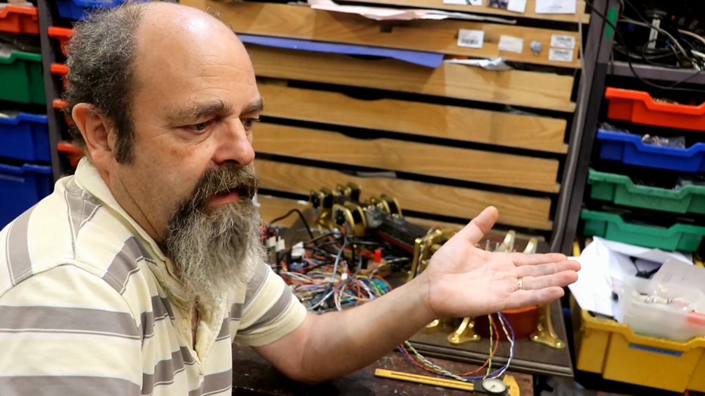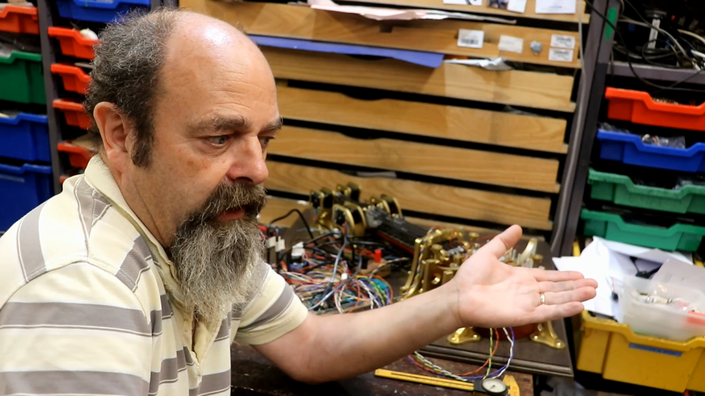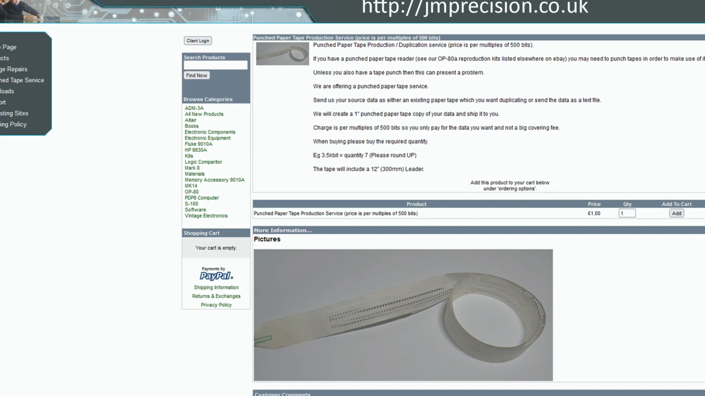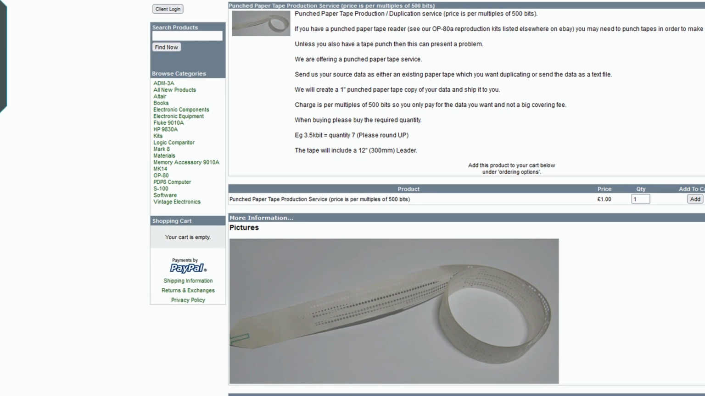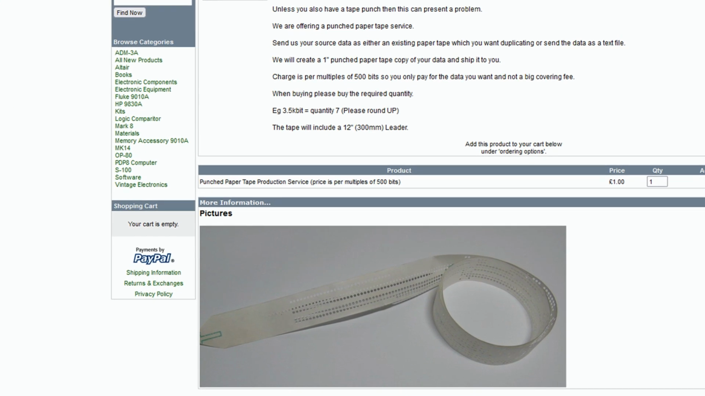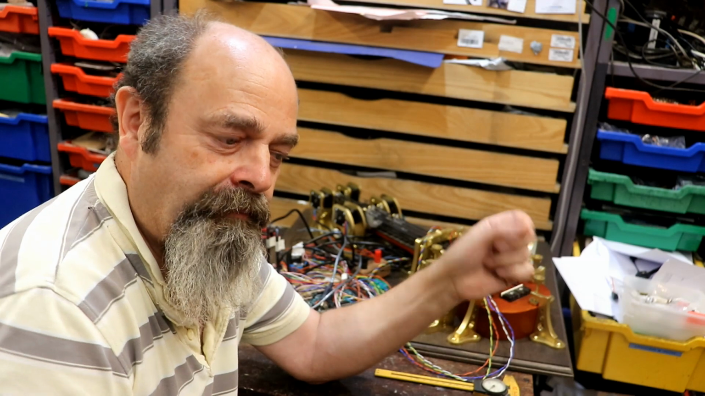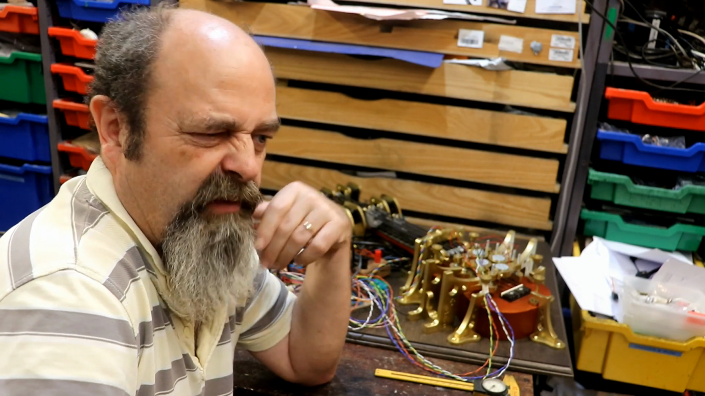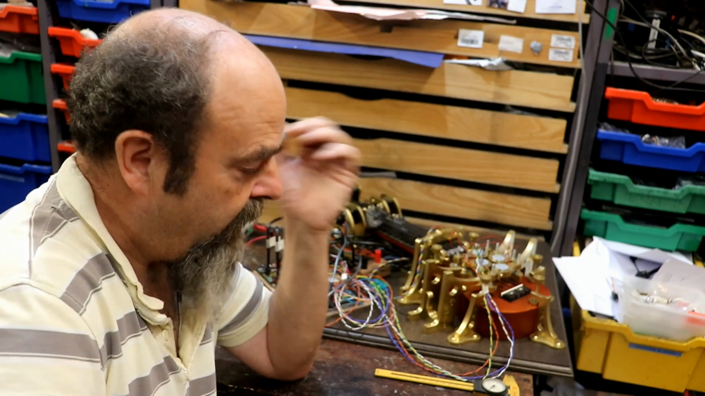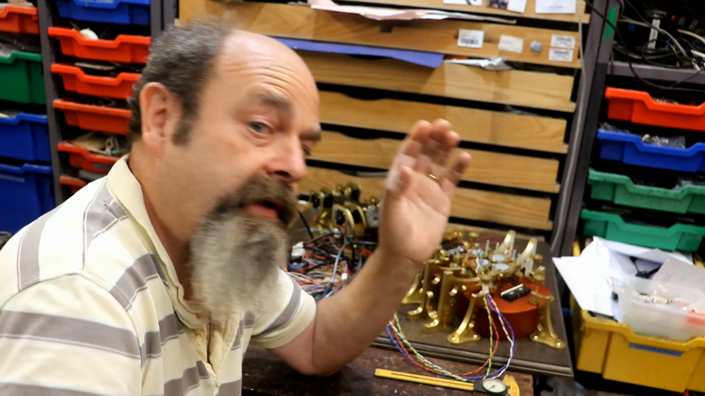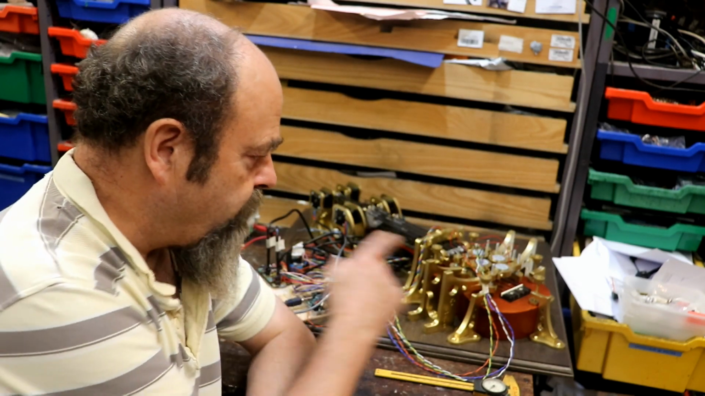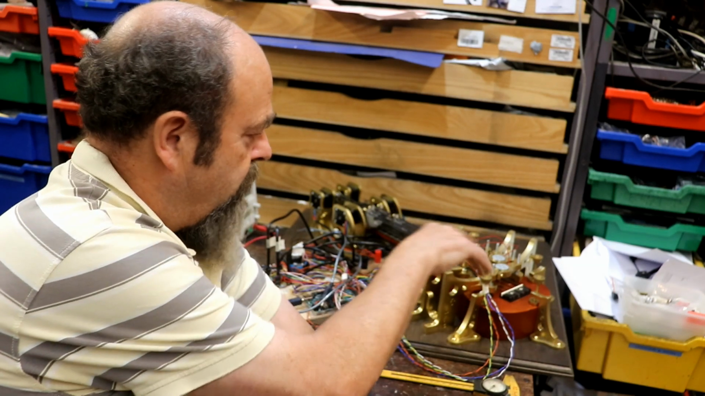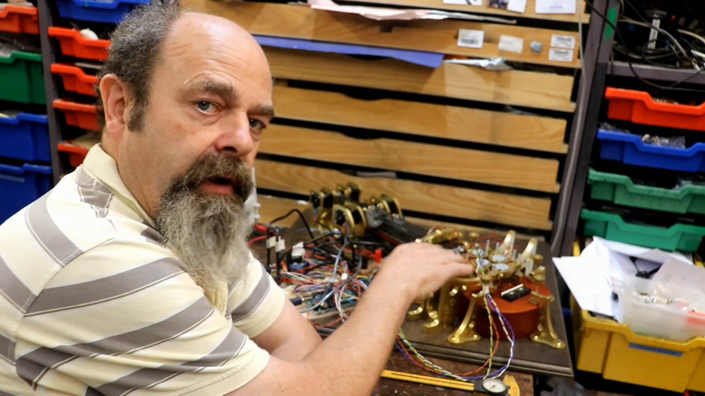I was thinking about using the laser cutter, and then I found a company in the UK. You send them the data, I don't know why they do this, and they will produce punch tape for you. I think it's £1 for every 500 bytes. Can't be bits, it must be bytes. Anyway, so I know there's a potential there. And I've worked out that to get all this controlled, I'd need 20 bits.